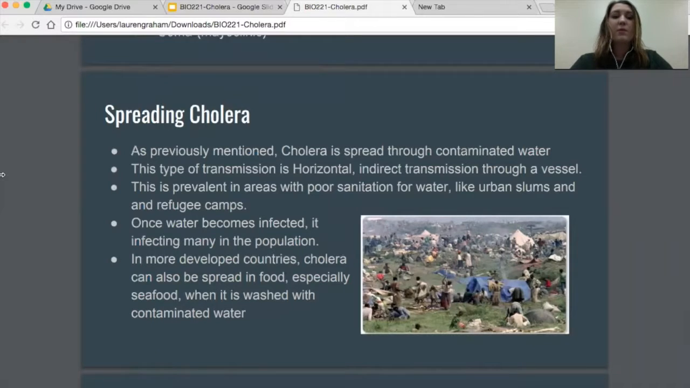Cholera is really prevalent in areas with poor sanitation and water techniques. So for example, slums and refugee camps. The picture on the slide is actually a picture of a camp in Africa where there was a cholera outbreak. So once the water in the area becomes infected, it's easy to spread throughout the population. In more developed countries, like here in America, cholera can be spread through food, especially seafood, if that food was first washed with water infected by cholera.